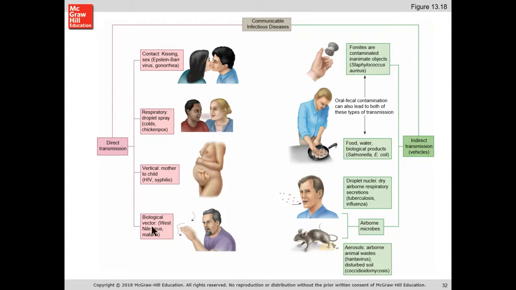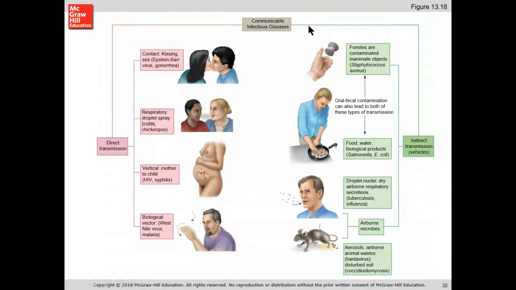Or a biological vector like a mosquito, because the mosquito essentially has the pathogen and it's giving it to you. A lot of people say, well, didn't it come from a human? Yes, but it was directly in the mosquito, and then it was directly in you. So that is considered a direct transmission.